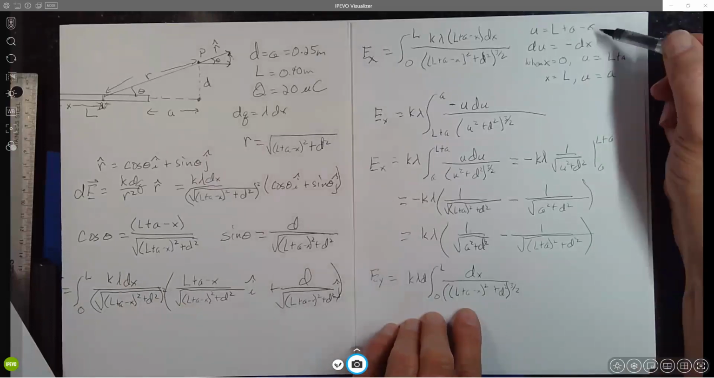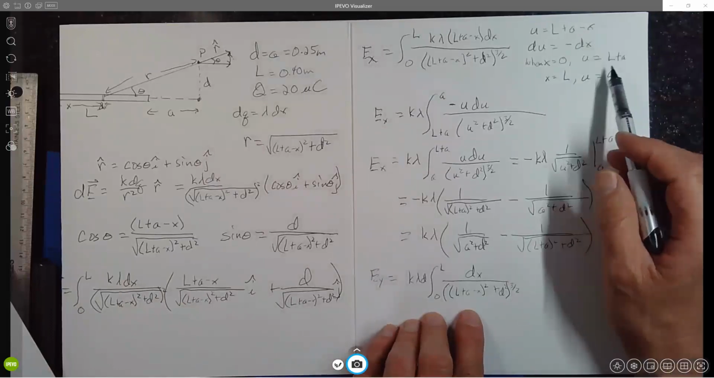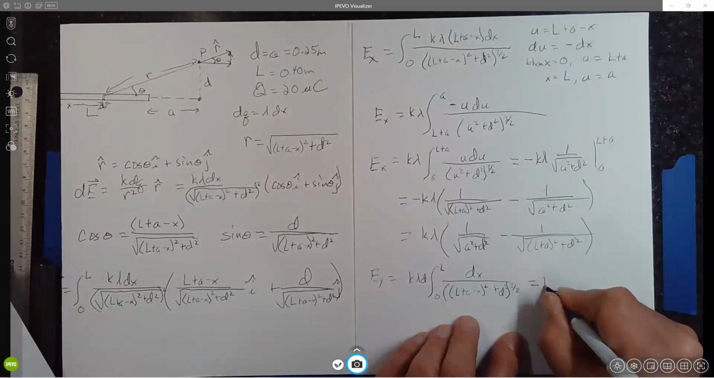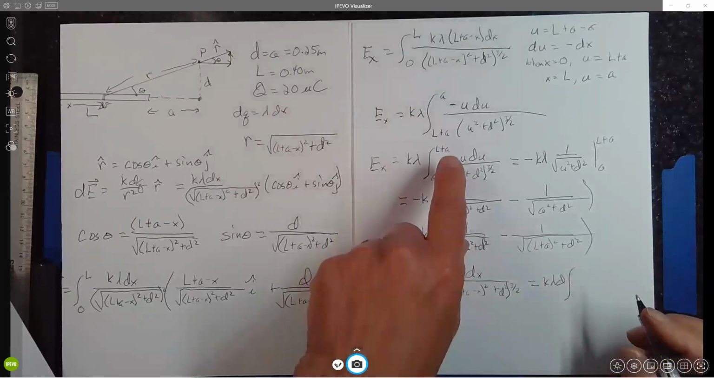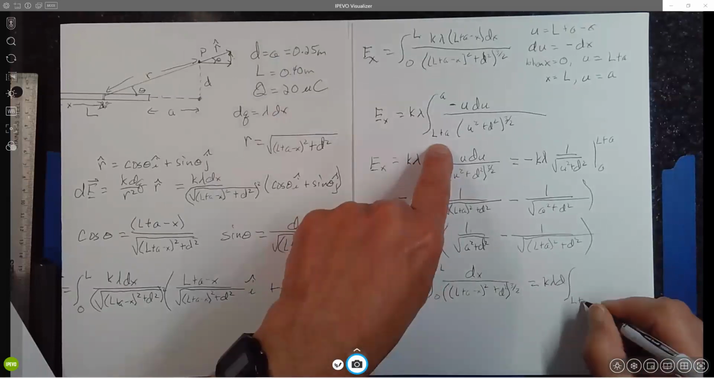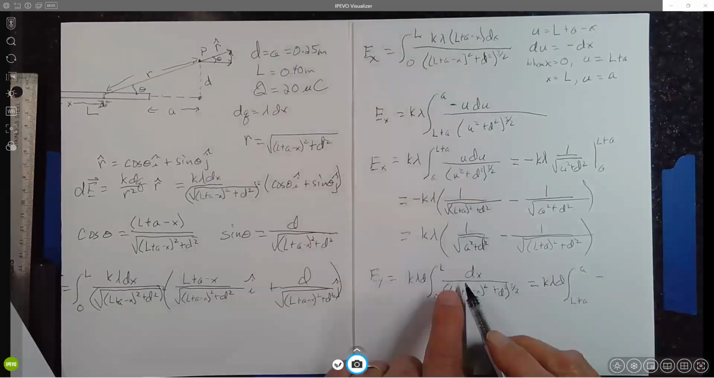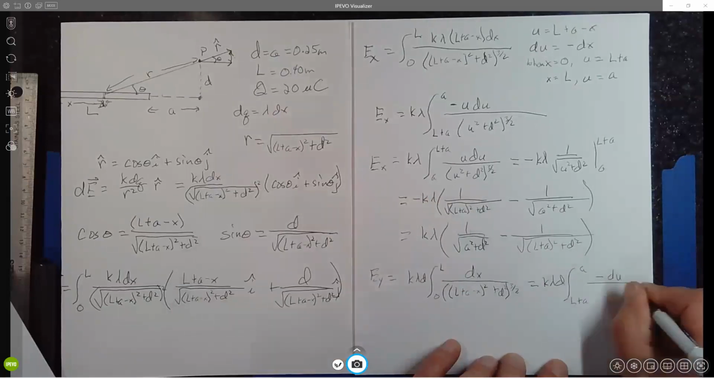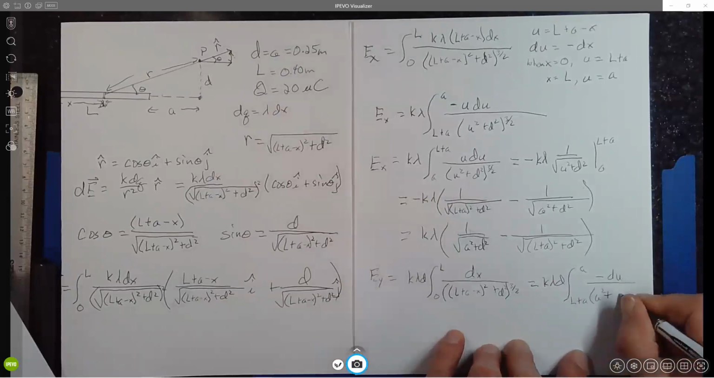And du is minus dx, since u is L plus a minus x. When x is 0, u is L plus a, and when x is L, u is a, and so this would turn into k lambda d. Again, first step was the integral from L plus a to a. This time I don't have a u in here, I just have minus du, and I'll have u squared plus d squared to the 3 halves.